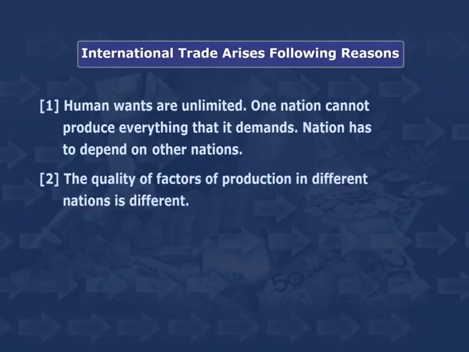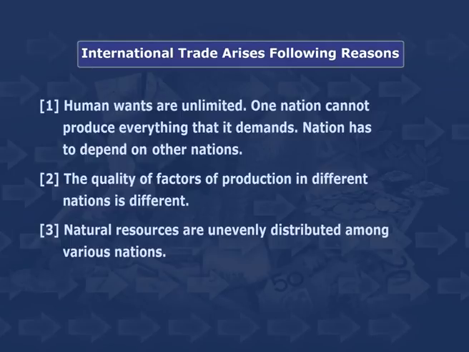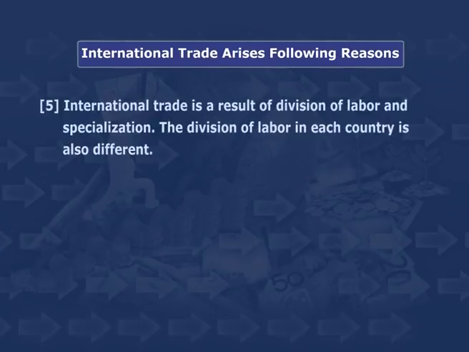Secondly, the quality of factors of production, that is land, labor, capital and entrepreneur, is also different in different nations. Third, natural resources are also unevenly distributed among various nations. The fourth reason could be that technological development in different countries is different. The fifth reason is that international trade is a result of division of labor and specialization. The division of labor in each country is also different.